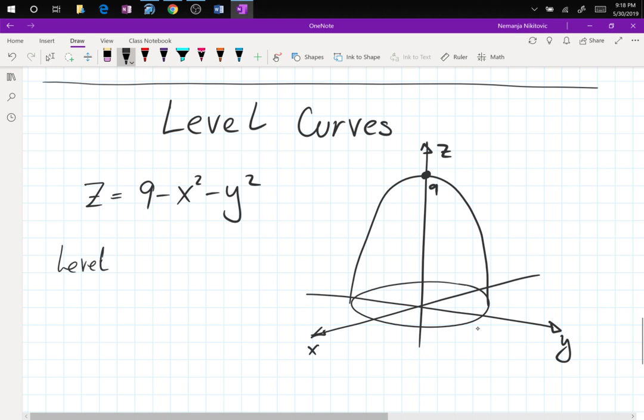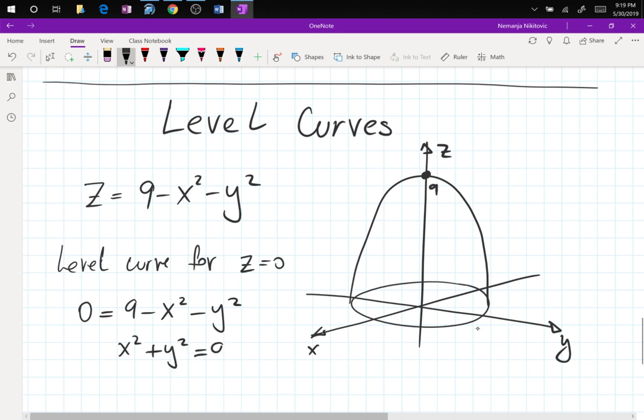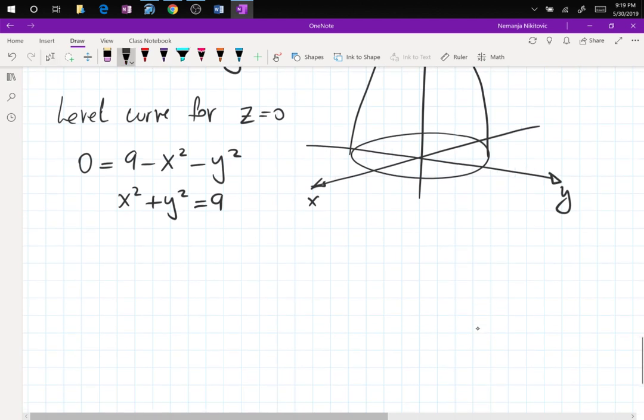So, the level curve for z equals 0. That's a floor, right? In our classroom, z equals 10 is the ceiling. So z equals 0 is the horizontal plane, which is our xy plane. Now, when I plug z equals 0 into my equation, 0 equals 9 minus x squared minus y squared, I get a circle, x squared plus y squared equals 9, which is something that I can graph. That's a circle with a radius of 3.